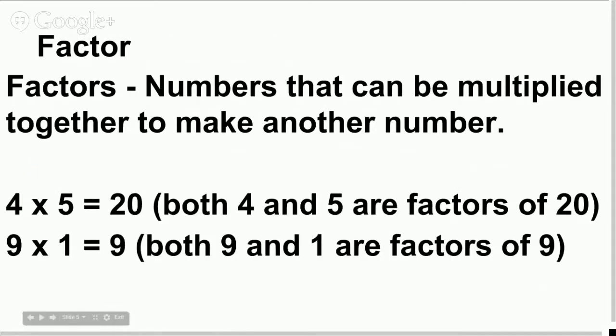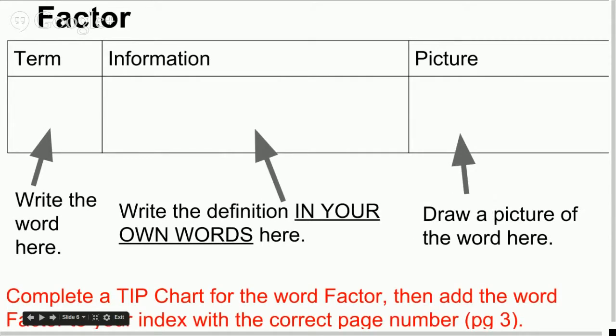First, we got to talk about factor, which is the word in greatest common factor that you probably don't know. So factors are numbers that can be multiplied together to make another number. So 4 times 5 equals 20. That makes 4 and 5 factors of 20. 9 times 1 equals 9. So both 9 and 1 are factors of 9. 3 times 3 equals 9, so 3 is also a factor of 9.